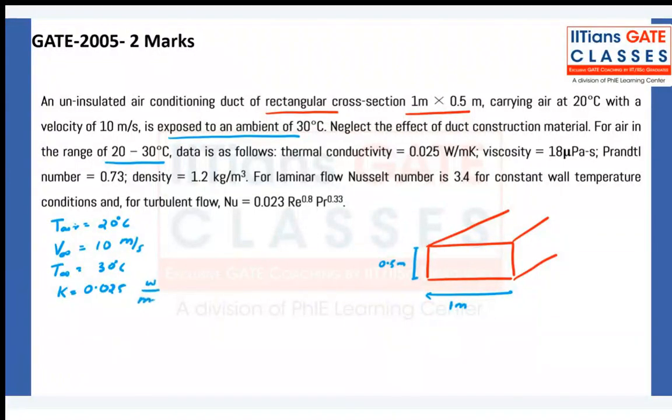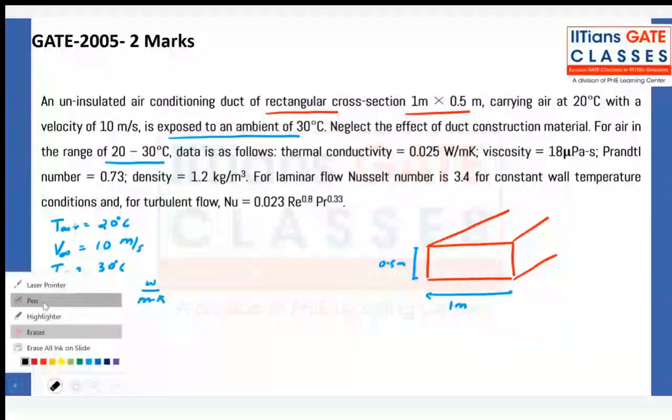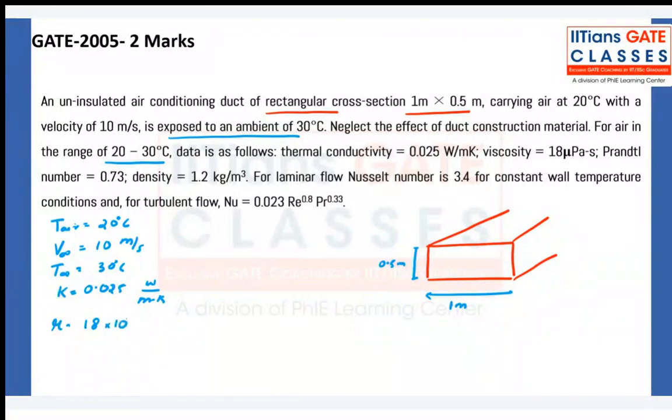Viscosity, and this is dynamic viscosity, 18 micro Pascal second. How can I write this? 18 into 10 to the power minus 6 Pascal second. Prandtl number is also given. Density is given as 1.2 kg per meter cube.